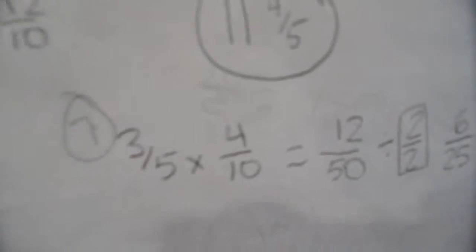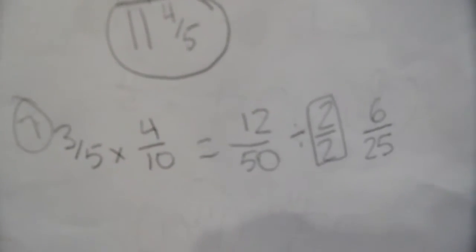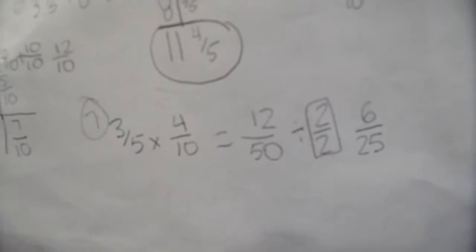Moving on. Multiplying and dividing fractions. When multiplying fractions, you do not need common denominators. All you have to do is multiply across. Example, 3/5 times 4/10. Looking at number 7, you would just multiply across and get 12 over 50, and then you would divide to simplify it.